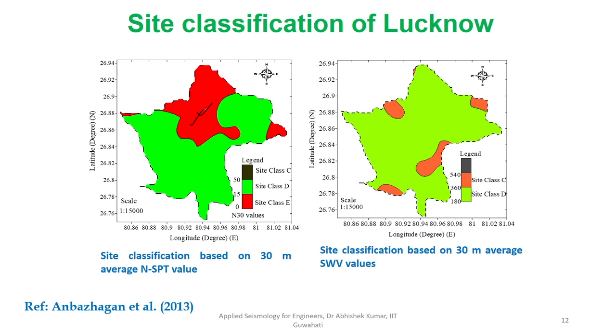Again, here we can see, referring to site classes, these are the locations which belong to site class E. Again, if you are going with shear wave velocity, these are the locations belonging to site class C, and these are the locations belonging to site class D. Some locations belonging to site class E and D are identified based on in situ site investigation.